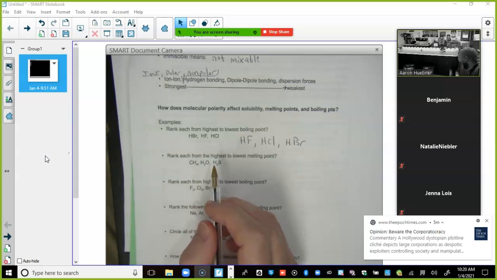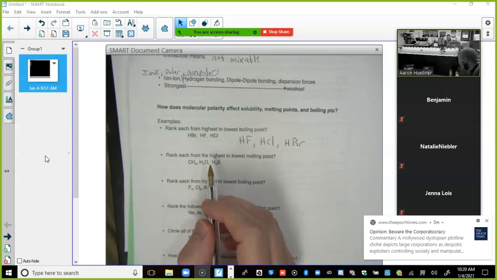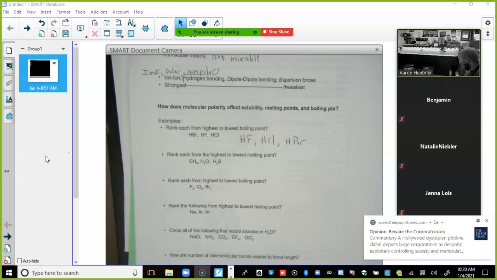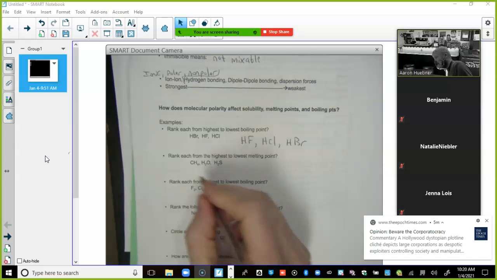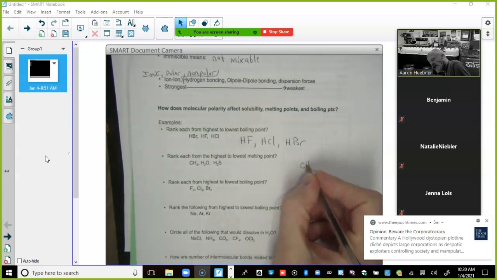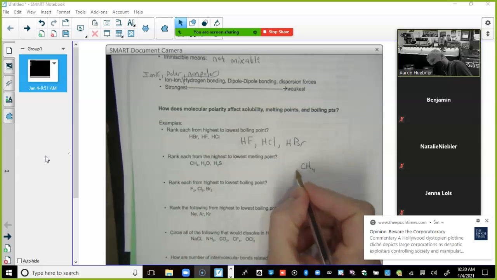That's the weakest. So in terms of melting point, it's going to have a high or low melting point. Low melting point because it doesn't take as much energy to break those intermolecular attractions. So it's going to have a low melting point. Makes sense because CH4 is methane. It's a gas at room temperature. So we're going to put CH4 at the end, each from highest to lowest.